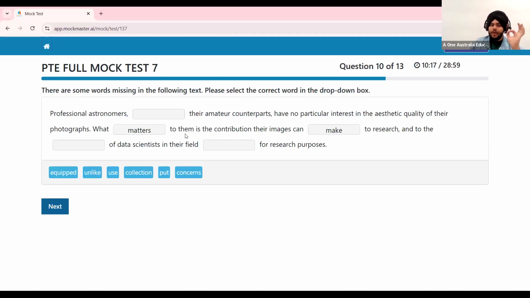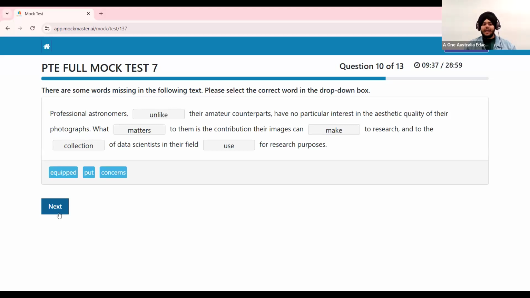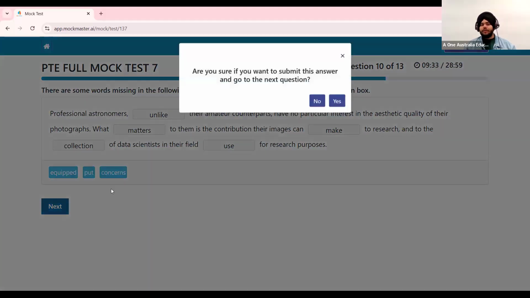What matters to them is the contribution their images can make to research, and to the collection of data scientists in their field [blank] for research purposes. I can say in their field use. So the data scientists can use it in their collection in the field. Now there are 4 options and I have 1 blank. Professional astronomers... their amateur counterparts have no particular interest, doesn't make sense. Concerns their counterparts, doesn't make sense. So it will be unlike their counterparts, have no particular interest.